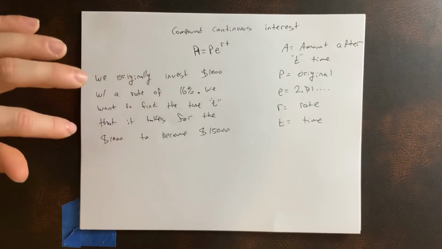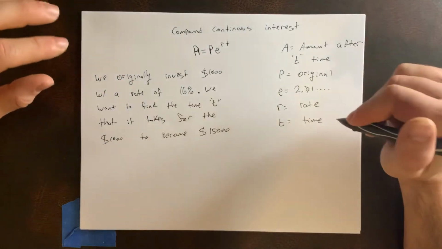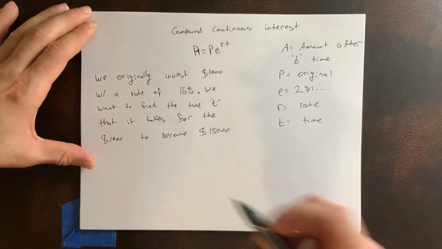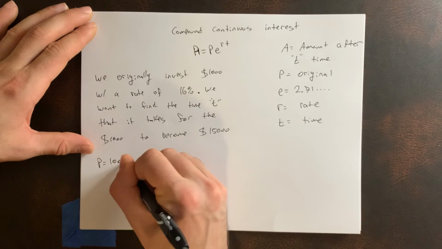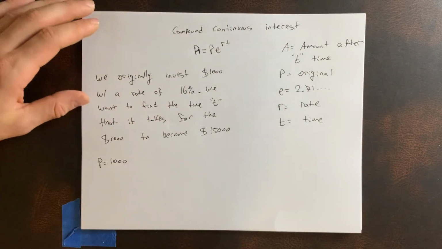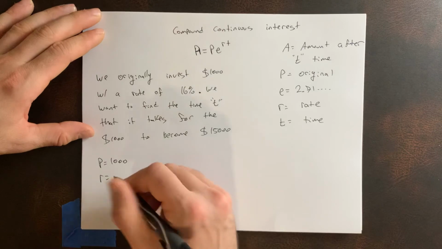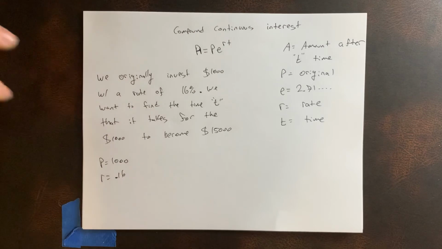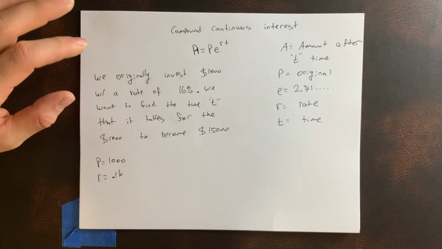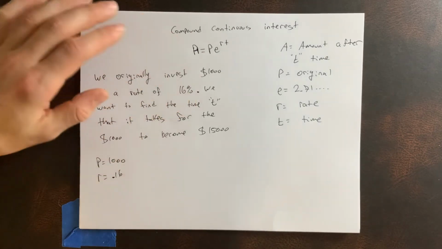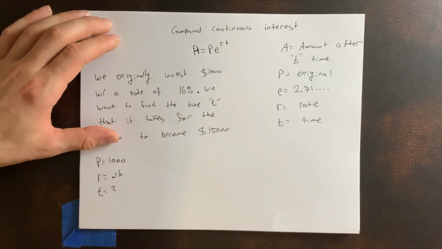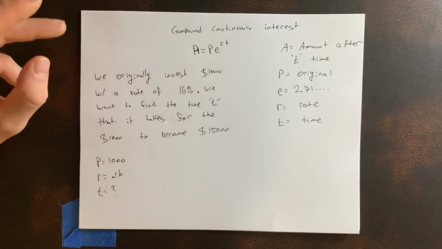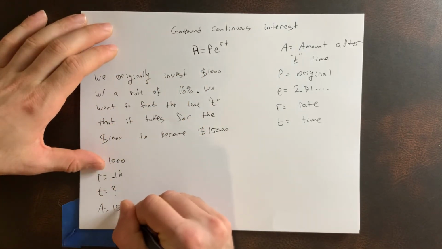Okay, so here's a problem. First, let's fill out all the variables that we have. It says we originally invest $1,000. P means the original, so for this problem P is equal to 1,000. And it says a rate of 16%. R is the rate, so R is going to equal 0.16. We have to turn the percent sign into a decimal. We want to find the time t, so we don't know t. And then we want it to become 15,000, so that's going to be the amount after time t. So our A is going to be 15,000.